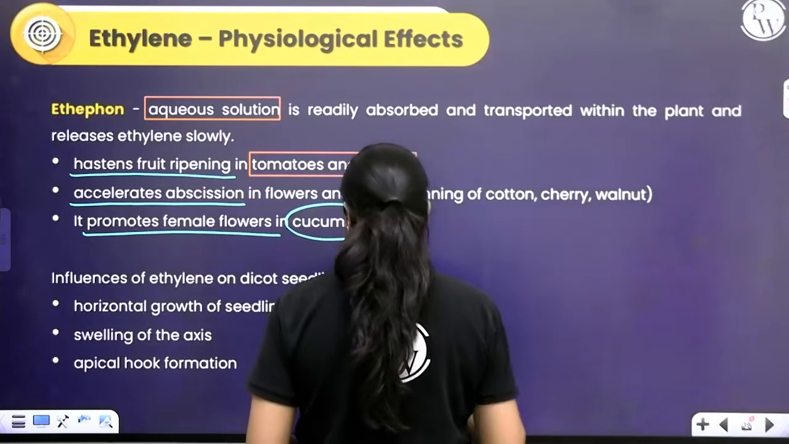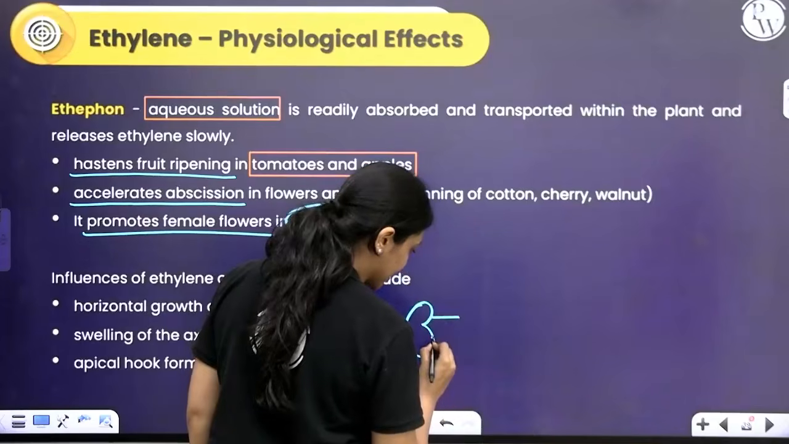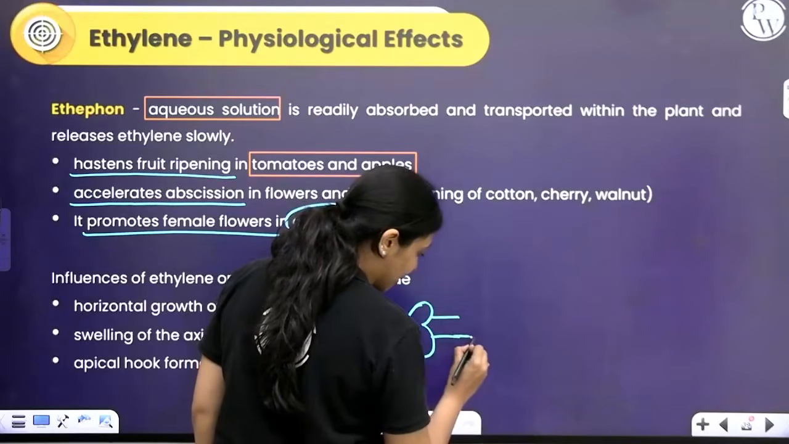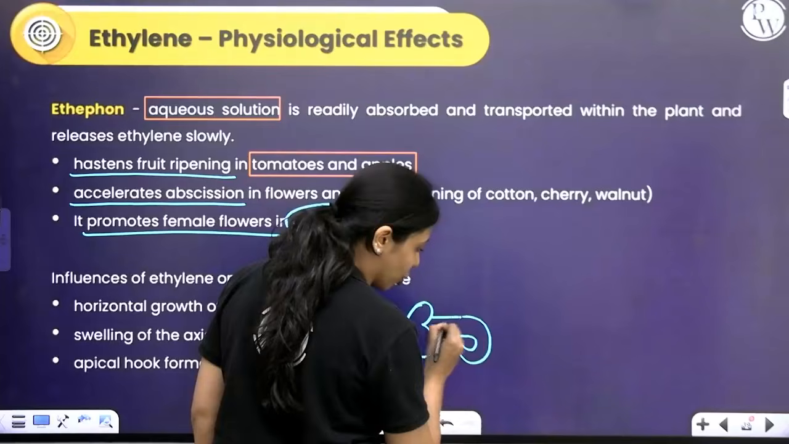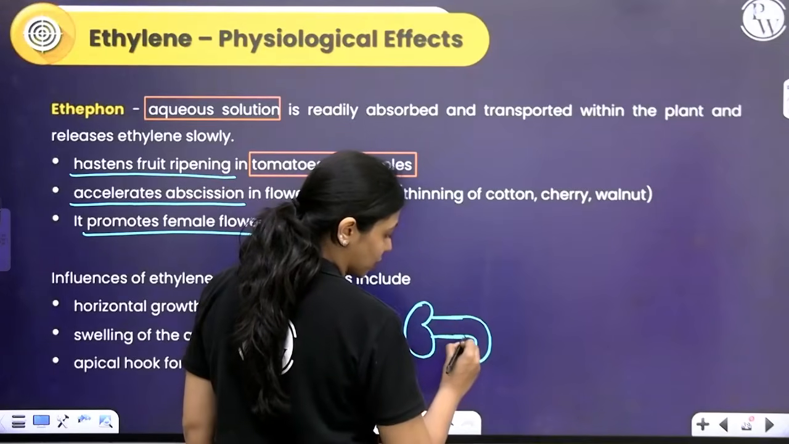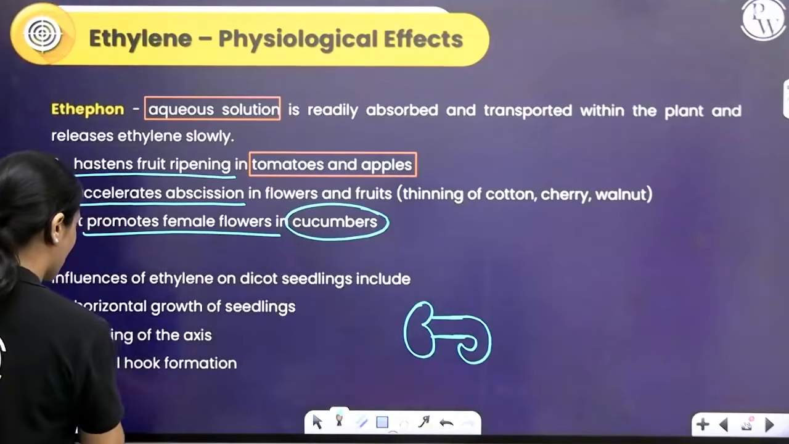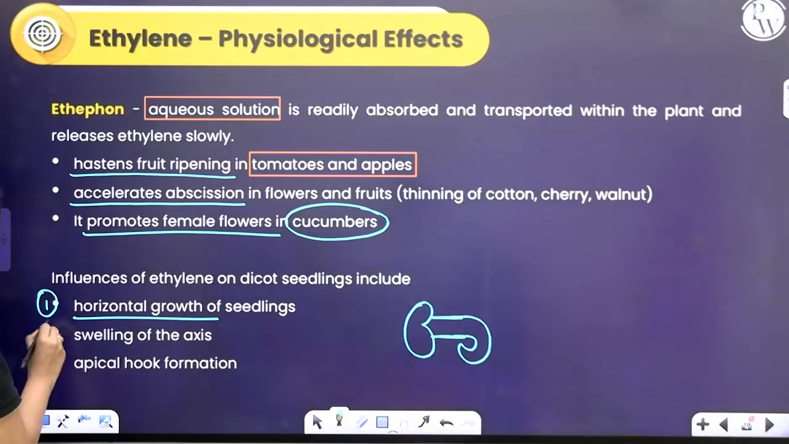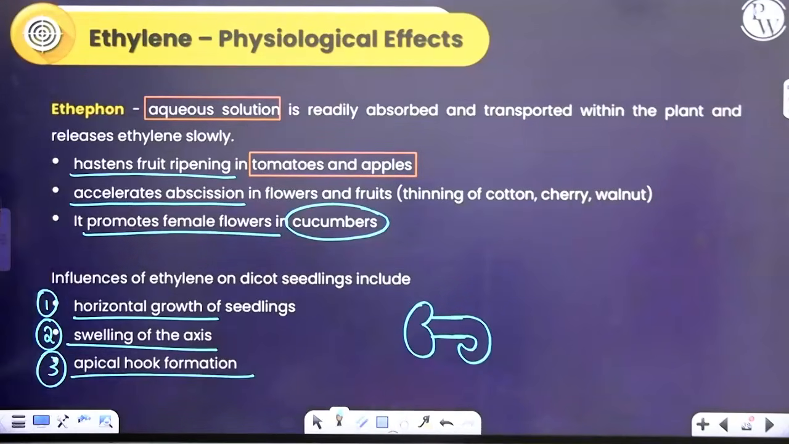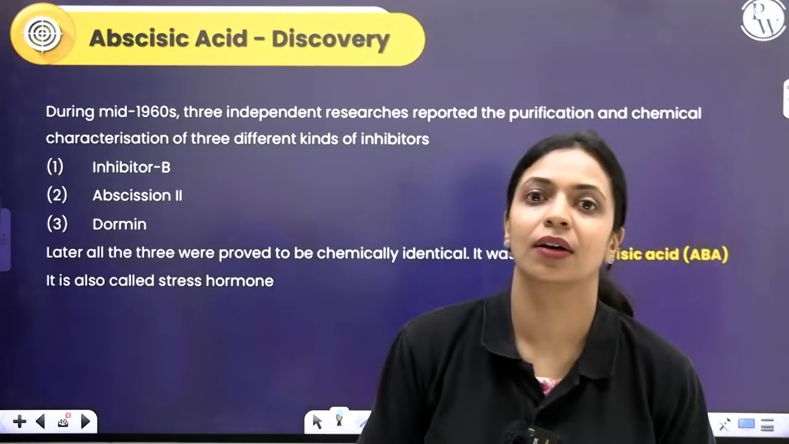Whenever there is a dicot seedling, the seedling will grow horizontally like this. It will grow very thickly and the tip will be curved in the form of a hook like this. These are three effects: horizontal growth, thick, and forming a hook. So it grows horizontally first, it is thicker, will appear swollen, and thirdly, at the tip there is a hook formation.